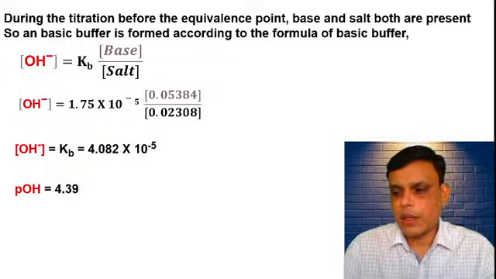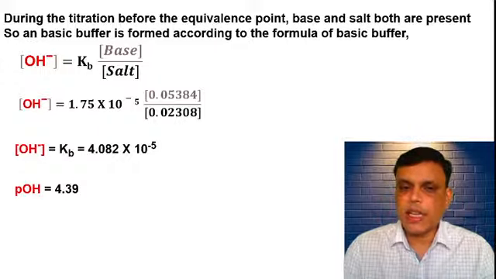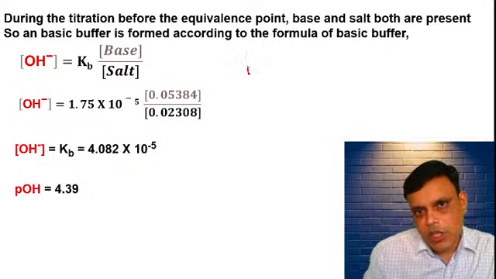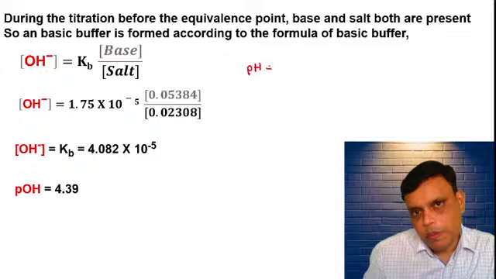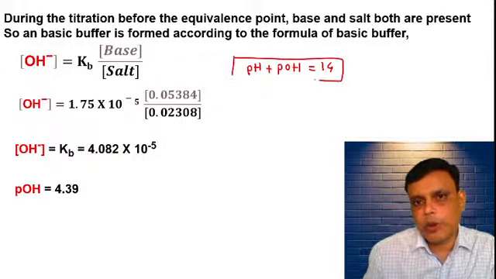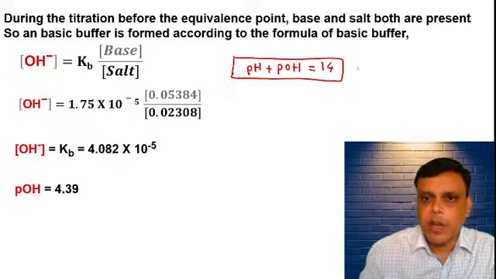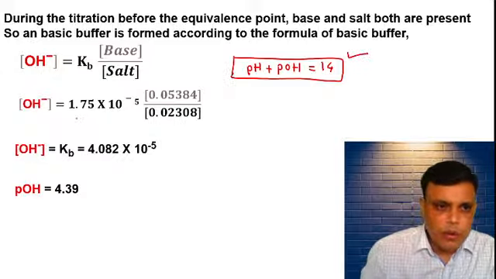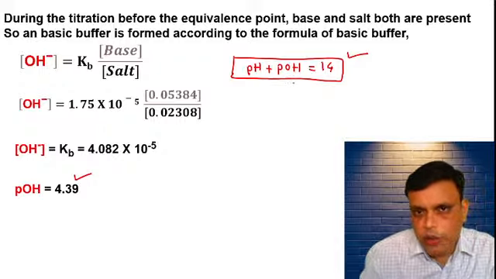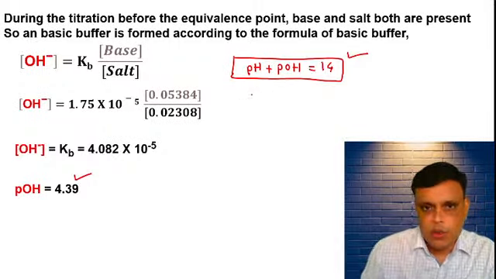pH minus 14 minus pOH. Correct. That is the equation. क्या है वो equation? pH plus pOH equals to 14. Remember this formula. ये formula आप लोगों को use करना है. Now you know the pOH. Value of pOH is 4.39. Put this value, you can calculate the pH.